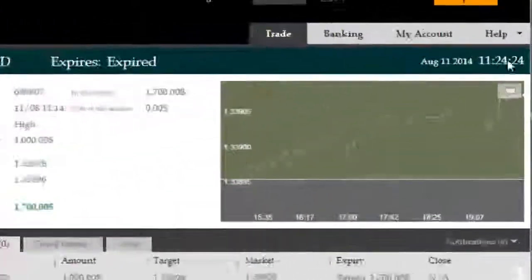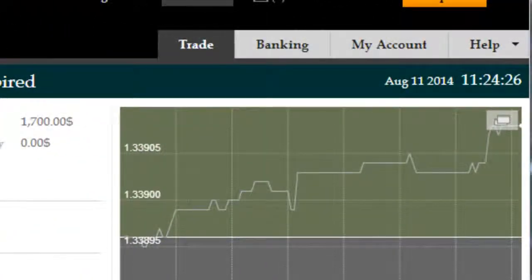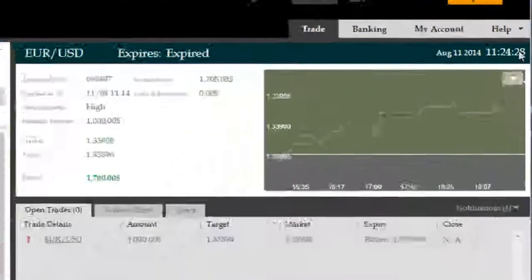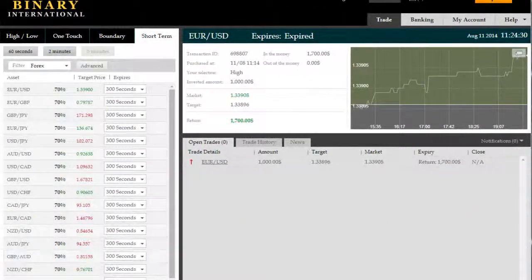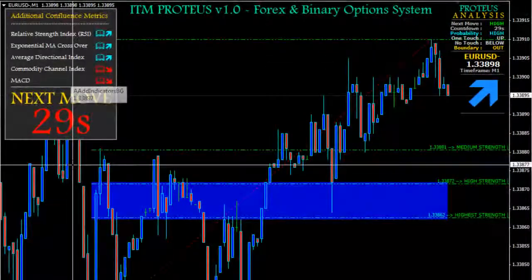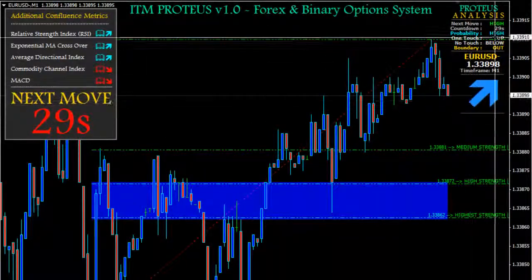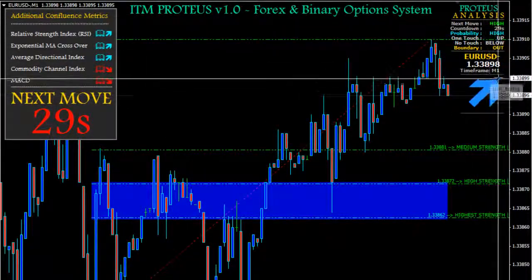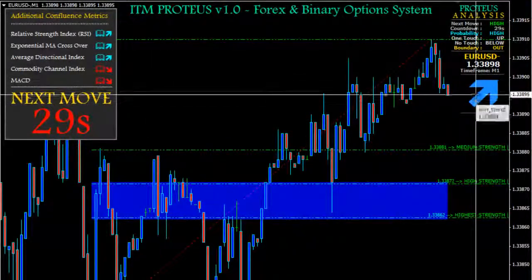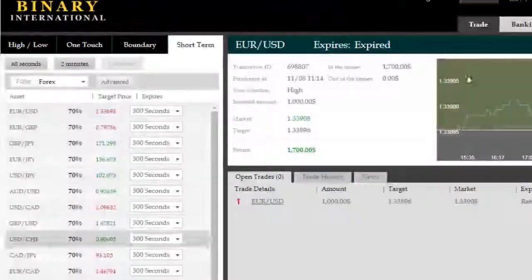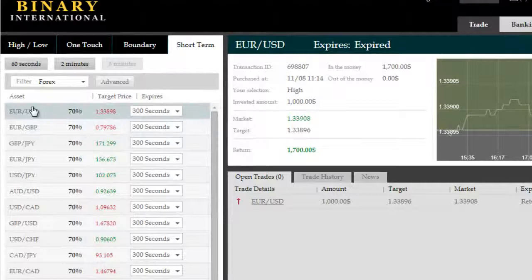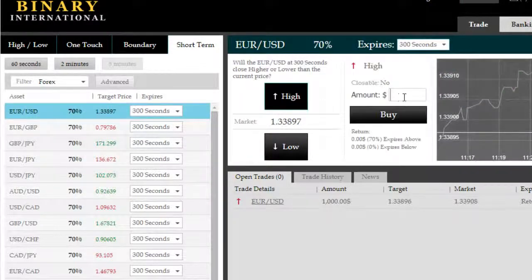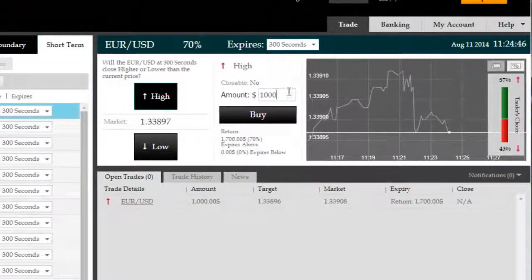All right, it is currently 11:24:25, just a few seconds before 11:25, our next valid 5-minute interval to be placing a trade on. So we're now looking at ITM Proteus, which is suggesting further high movement here with a high probability. So what we're going to do is go back to the platform once again and select Euro USD high on the 5-minute time frame with, again, the same fixed $1,000 investment.